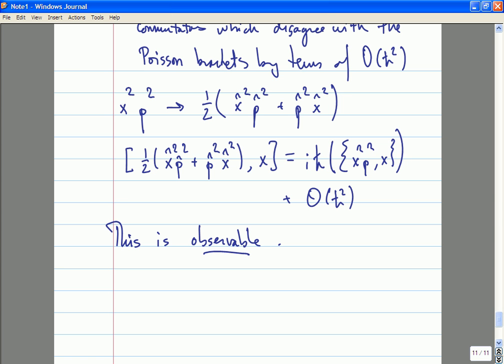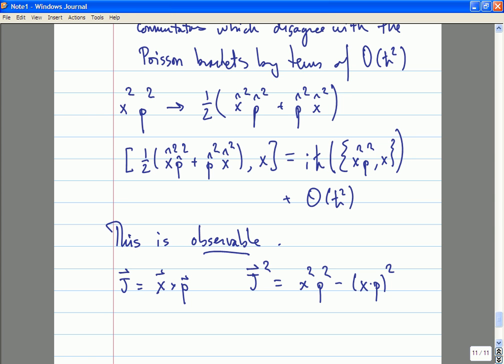So, for example, consider the angular momentum operator, x cross p. Then you can compute the square of the angular momentum operator, just the square of that vector, which is x squared p squared minus x dot p squared. So this is the operator x squared p squared. So you have the same operator ordering ambiguity that I was describing above for the one-dimensional system.